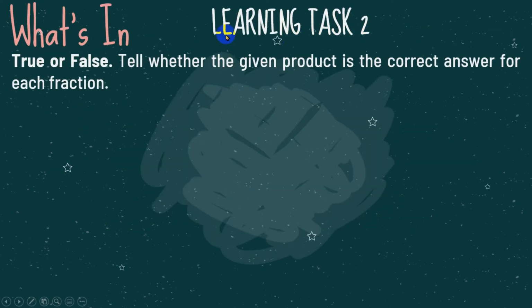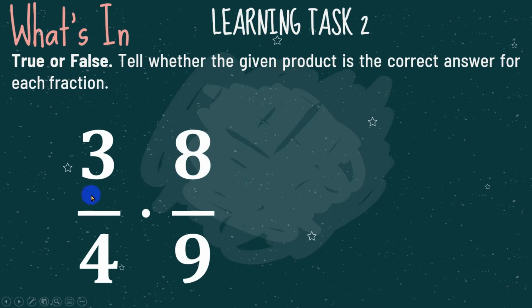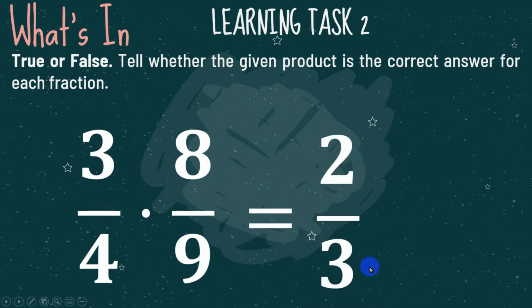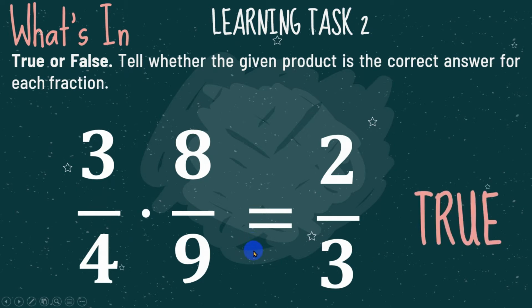For your learning task 2, or what's in, tell whether the given product is the correct answer for each fraction. So, you're going to tell whether it is true or false na ito nga ba talaga yung product ng fractions na given. So, for number 1, we have 3/4 times 8 over 9. Again, 3/4 times 8 over 9 is 2/3, the correct product for this fraction. Okay, the answer is true.